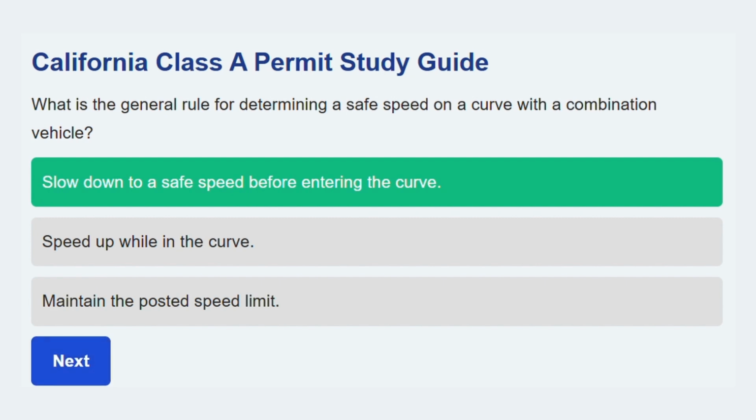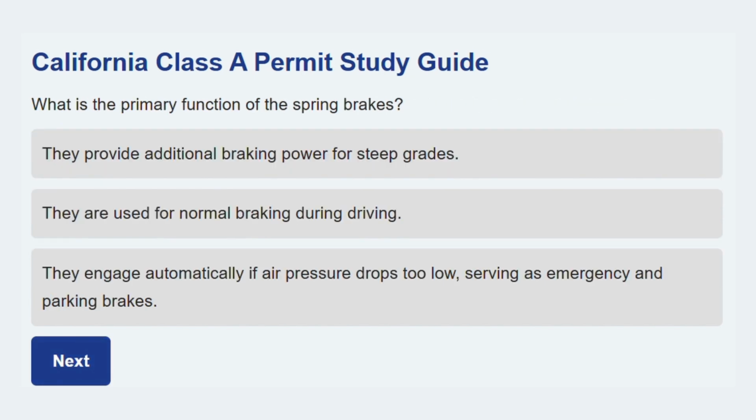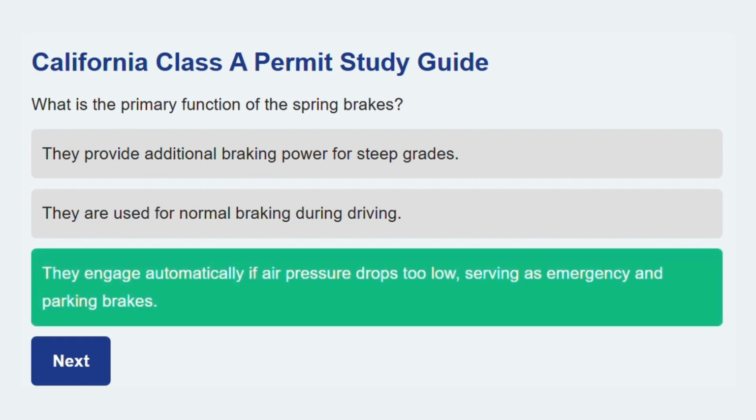Next question. What is the primary function of the spring brakes? They engage automatically if air pressure drops too low, serving as emergency and parking brakes. These are critical safety brakes.